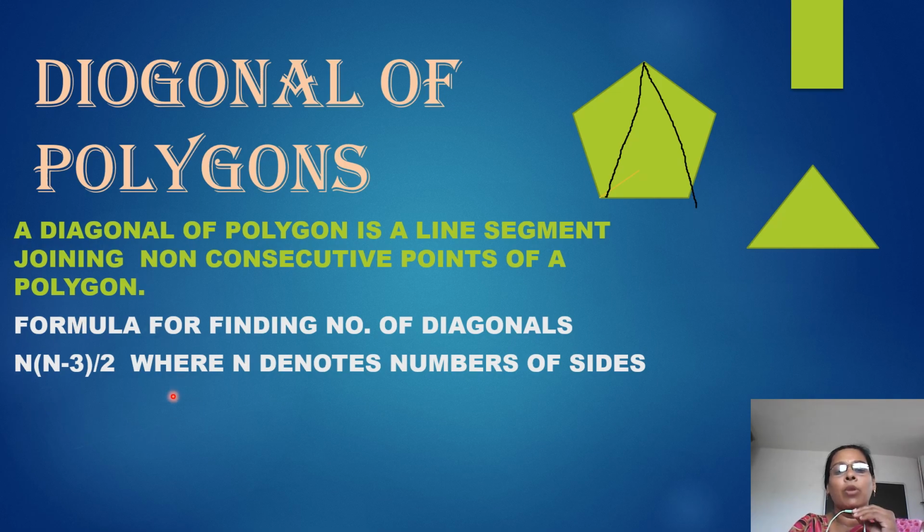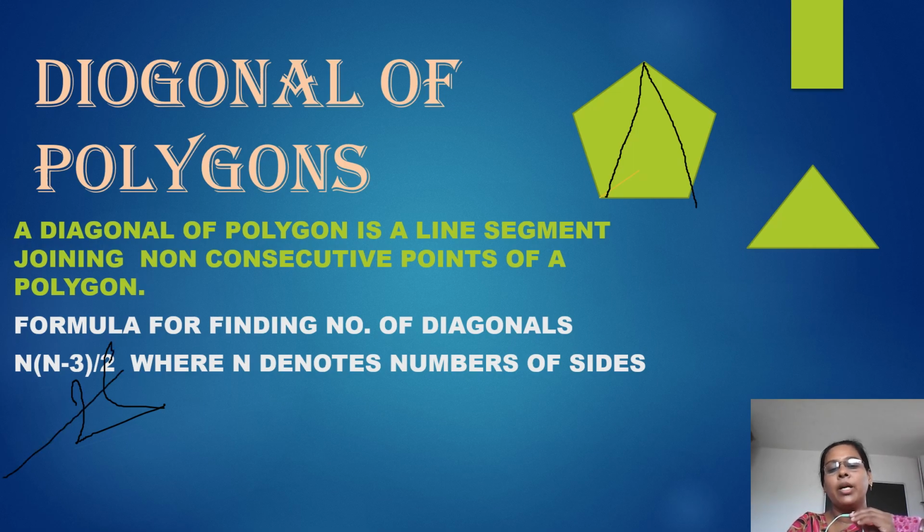To find the number of diagonals for any polygon, one relation is given: n into n minus 3 upon 2, where n represents the number of sides. Now see here, a pentagon is given, with 5 sides. If you substitute n equals 5, you will get 5 minus 3, and that value will be 2. These two get cancelled in numerator and denominator.